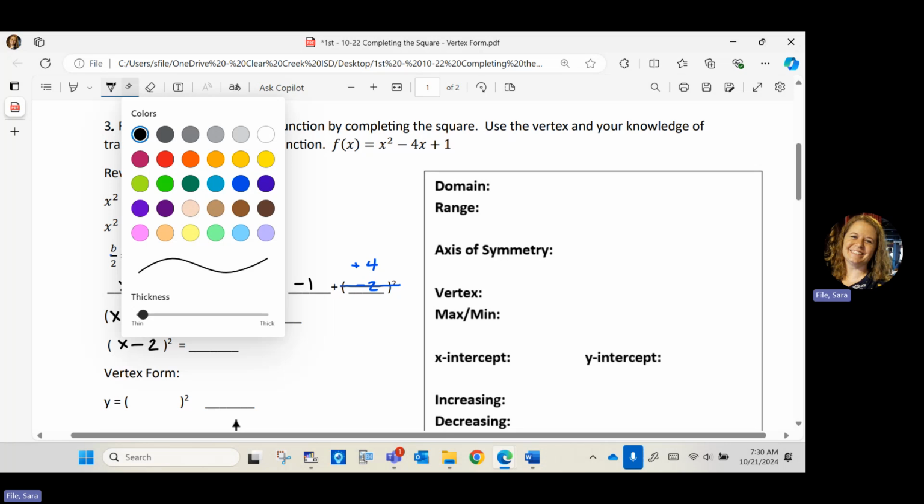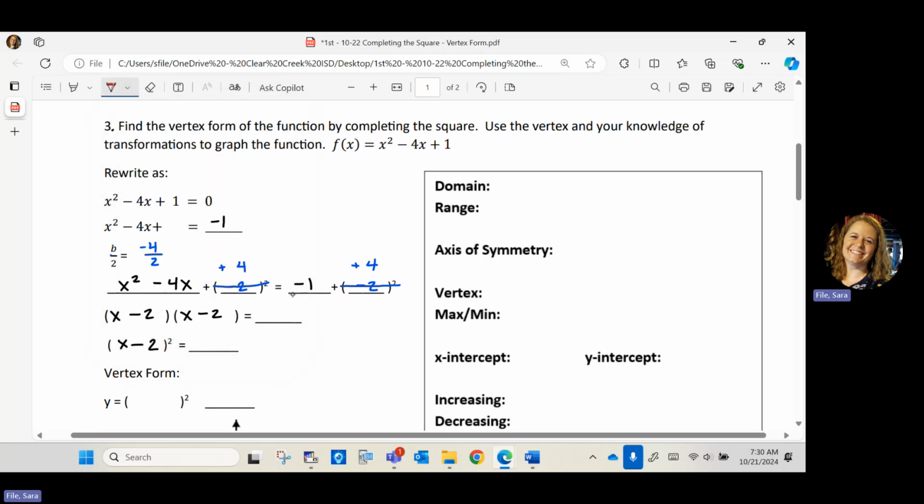Now on the right side, we do need to combine like terms. Okay, so what is -1 plus 4? It's just a 3, +3. Now, that's where we were stopping last week. When we did the Delta Math practice, we just stopped here.